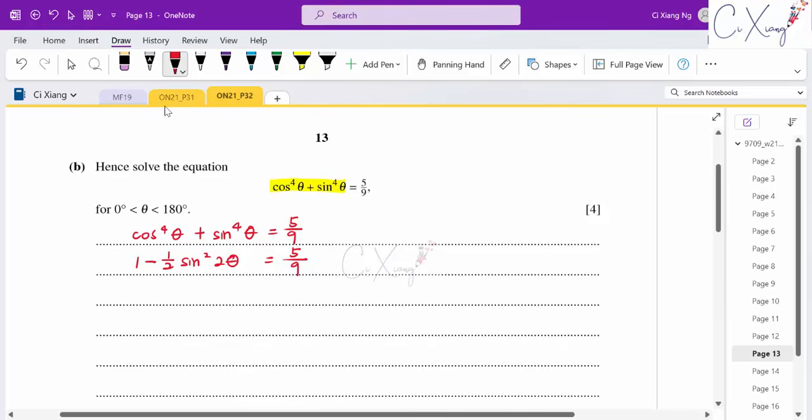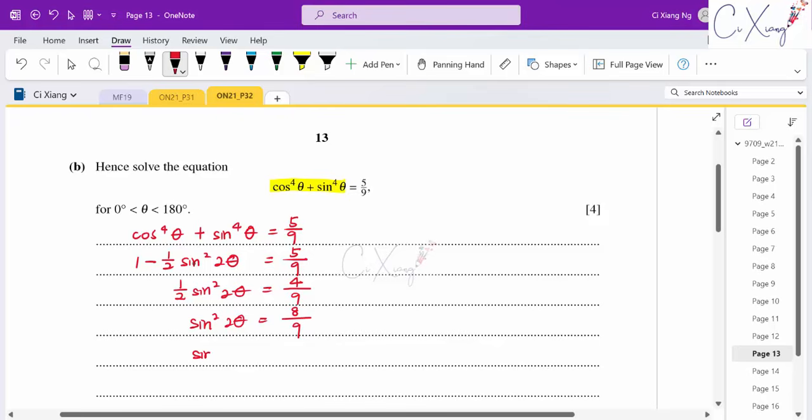Please fully utilize the result that they usually want us to show. Very likely that will be a hint for us to solve the next question. So you can see that I substitute the result from part A here. Then now I can slowly rephrase my answer. Half sine square 2 theta equals 4 over 9. Then sine square 2 theta equals, you bring the 2 over, 8 over 9.